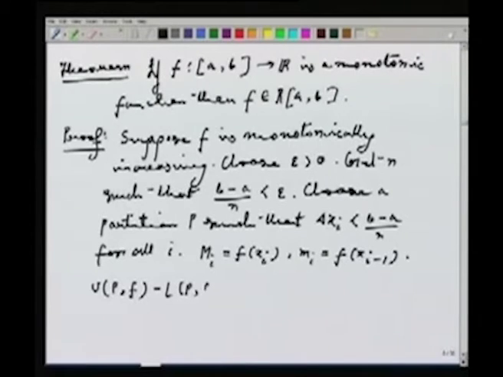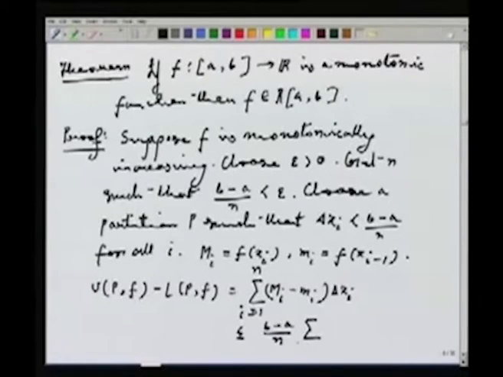And if I calculate this, I know what is going to come. It is summation i from 1 to n, Mi minus mi times delta xi, which anyway is less than or equal to, since each delta xi is less than (b minus a) by n, I can take it out of the sum, and what remains is i equals 1 to n. I just write it in the fashion f(xi) minus f(x(i minus 1)).